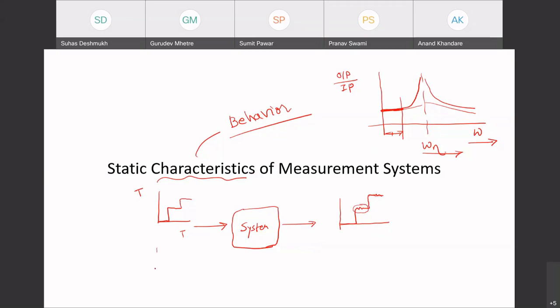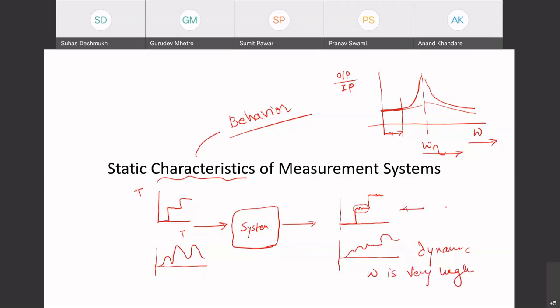But if my temperature variation is very fast, my sensor may not behave this way, but may behave in a different fashion. This is what comes in a dynamic condition, because if you observe the variation here, omega is very high compared to this case. And here the frequency of change is low. So this becomes static characteristics and this becomes dynamic characteristics.